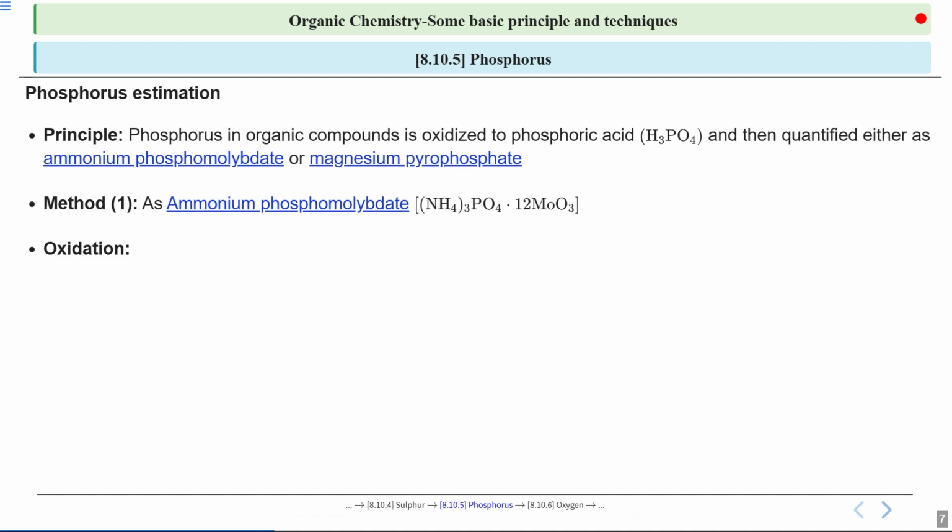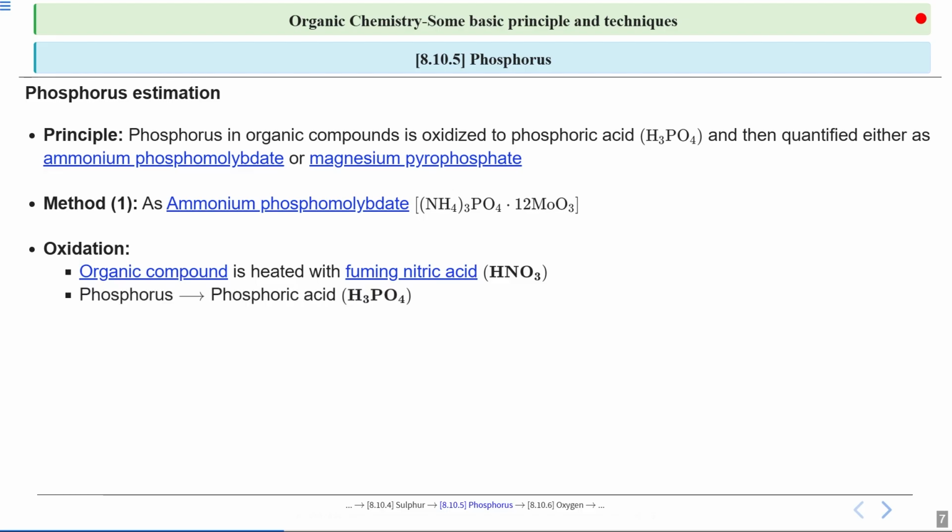The first step is oxidation. How do we oxidize it? The organic compound is heated with fuming nitric acid, which is HNO3. Now HNO3 is a strong oxidizing agent that helps in breaking the compound to release phosphorus, which will be then converted to phosphoric acid, which is H3PO4.